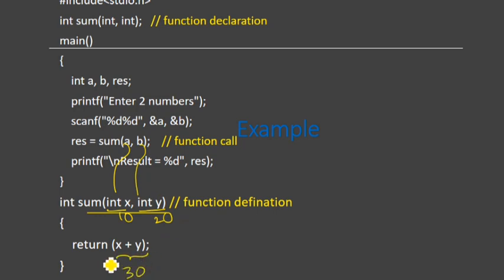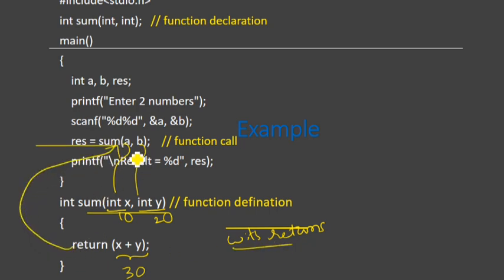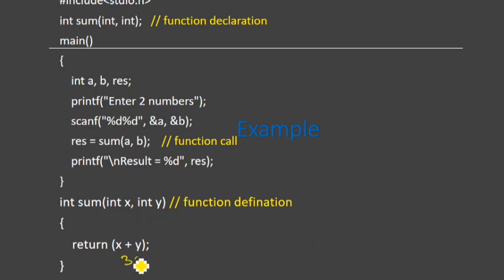Now the result has to be returned because this is a function with arguments and with return values. So the user defined function has to return the value to the main function where it was called. It was called from here, no? Now it is going to return 30. Return 30 to where? To where it was called, from this sum function call. So it has to come back to the same place.